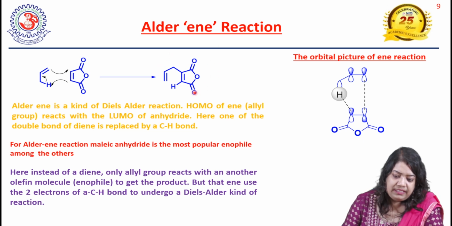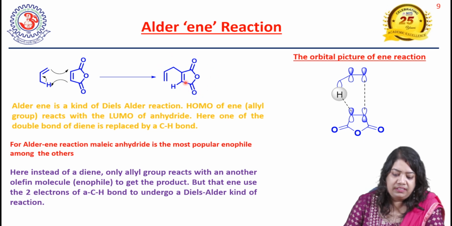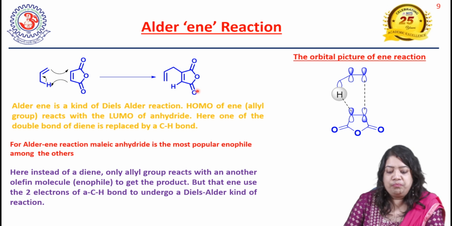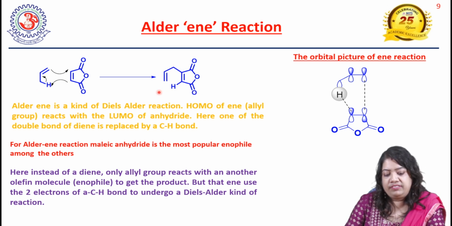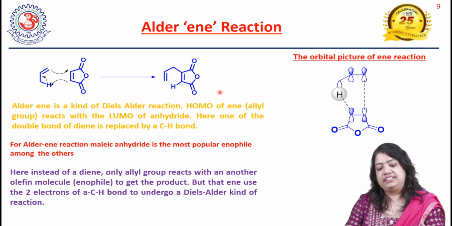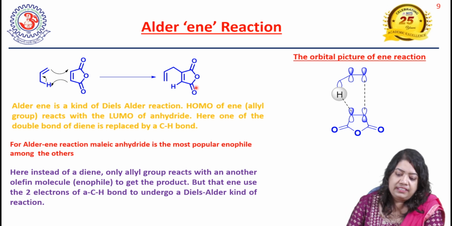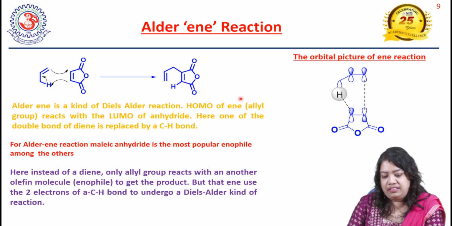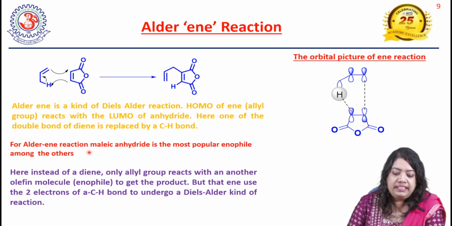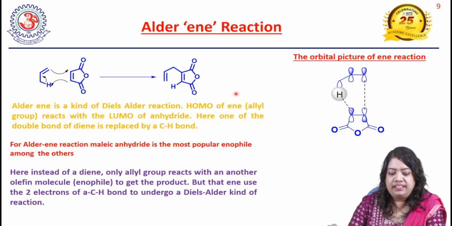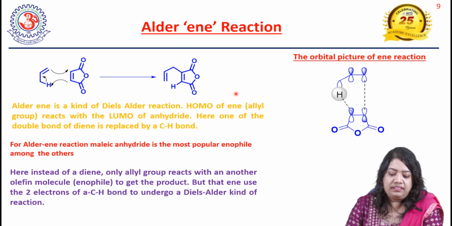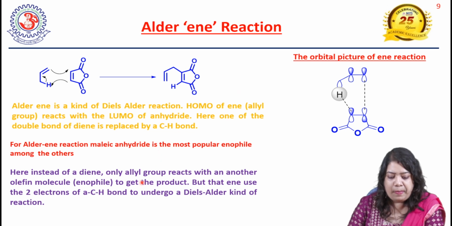So in this reaction, we are not getting any cyclic product. We are getting complex side chains after the completion of the reaction. This kind of side chain is difficult to incorporate in a molecule. Only via the ene reaction can we incorporate this kind of allyl side chain in a molecule. And in the ene reaction, maleic anhydride is the most popular enophile among the other dienophiles. So this is the Diels-Alder kind of reaction, and it is known as the ene reaction.